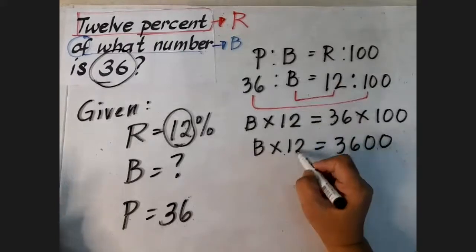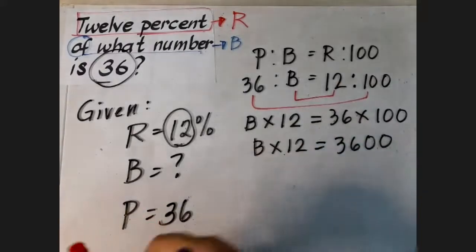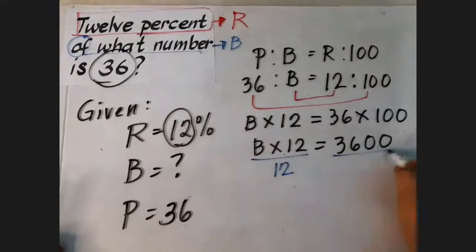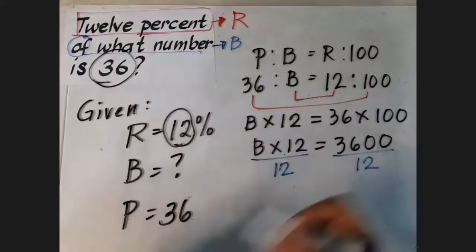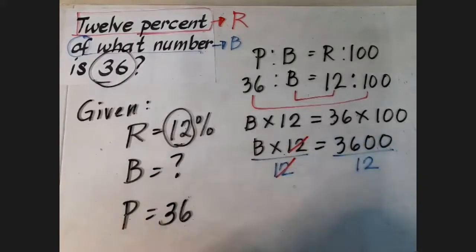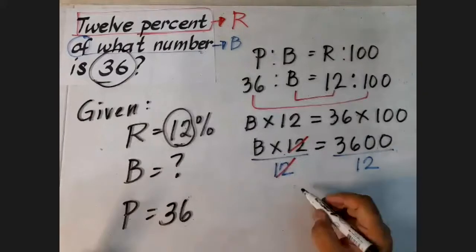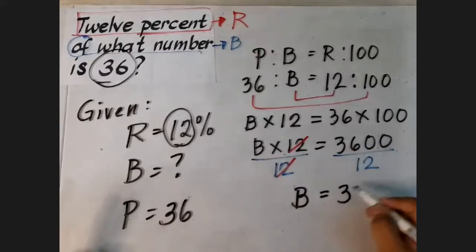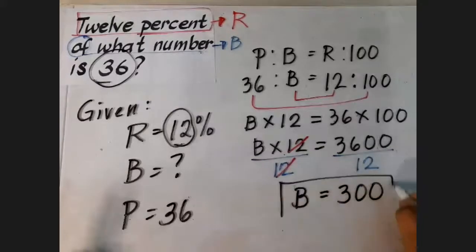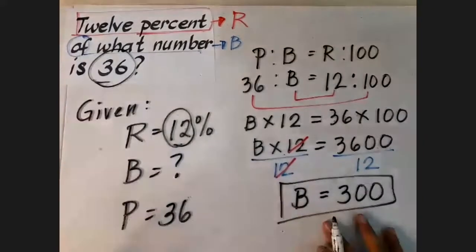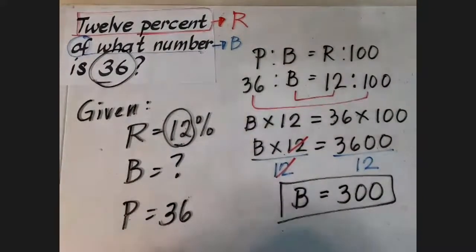B times 12. Ngayon, this time, we need to cancel out 12. So, we divide both sides by 12. So, we could have 12 divided by 12 is 1 times B is B. And 3,600 divided by 12 is 300. Okay? 12% of what number is 36? The answer is 300. That's problem number 2.